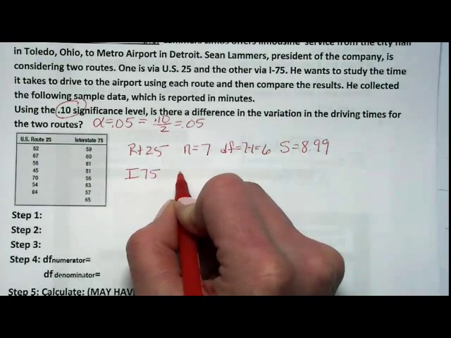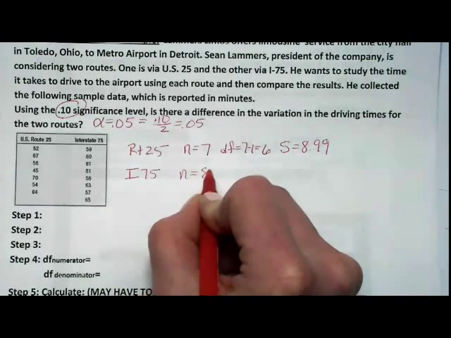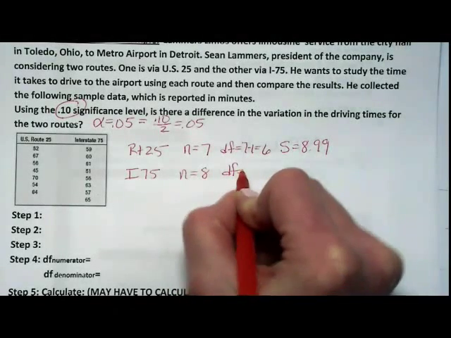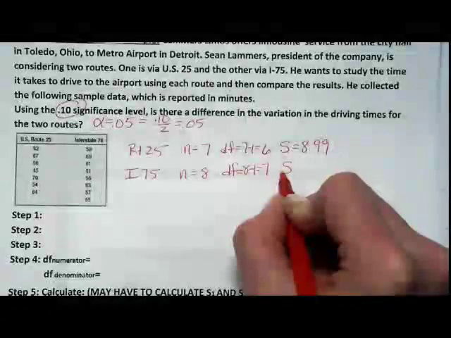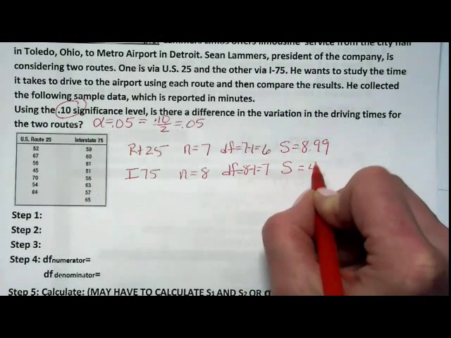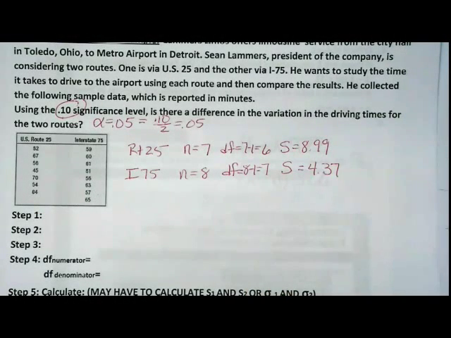I-75: n is 8. Degrees of freedom is 8 minus 1 or 7. And the standard deviation of I-75 is 4.37. You'll notice I didn't put the average there. The average is actually not used when we're comparing. We assume the averages are equal. And in this example, they are very close to being equal. And we can say we've done a statistical test and they are statistically equal.